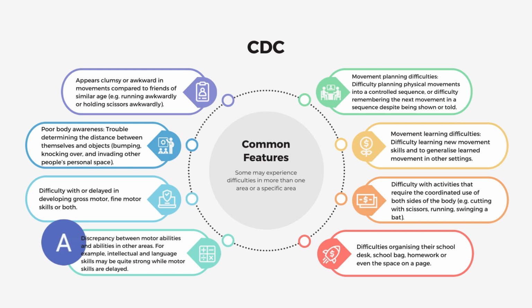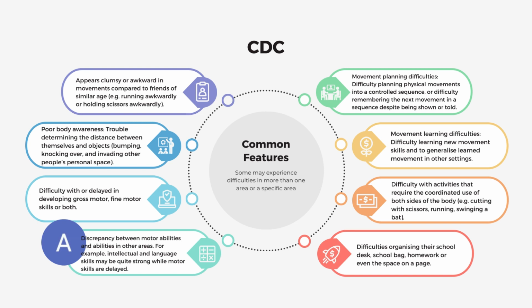Another feature is learning movement. So they would have difficulty learning new movement and generalizing what they learn in other settings. For example, if in school they learn how to jump rope, however, when it comes to jumping over the drain, they might find it difficult and they wouldn't be able to use their previous skill set of jumping over rope to jump over the drain.